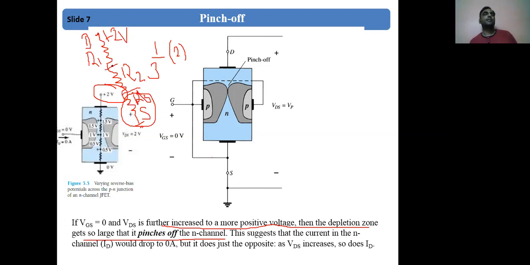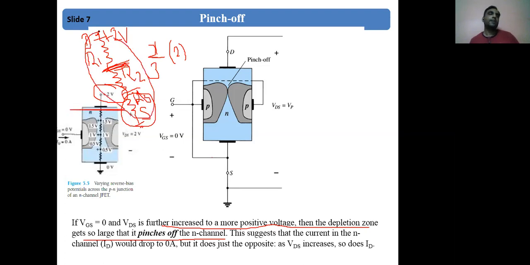What is the voltage at this point above R2? It will be R2 plus R3 divided by R1 plus R2 plus R3, that will be 2 by 3 into 4. So the voltage at this point near R2 will be 4 by 3 volt. Now what will be the voltage near the drain? It will be the whole resistance divided by that whole resistance into the battery value. So the full battery value will be there near the drain.